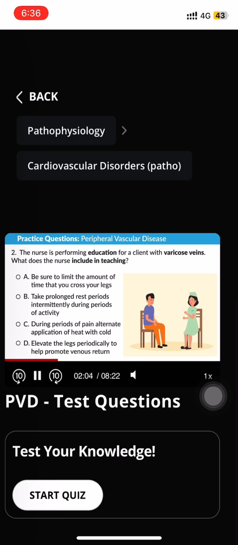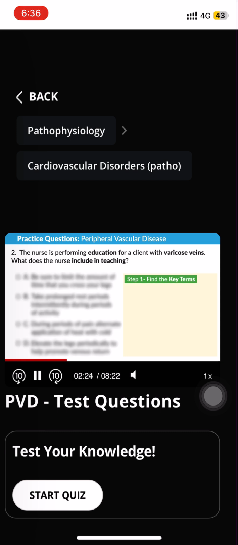The nurse is performing education for a client with varicose veins. What does the nurse include? So once again, pause your screen and try your best to answer this question in about 60 seconds or less. All right, let's break it down now, y'all, using our 2-step breakdown strategy. So first, look at the key terms in the question. The key terms here are education, client with varicose veins, and what to include in the teaching.